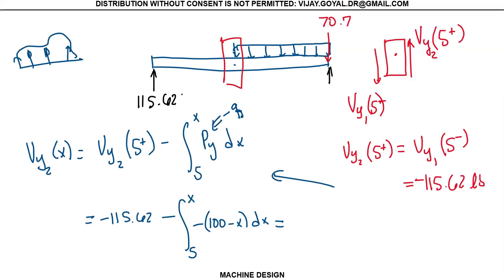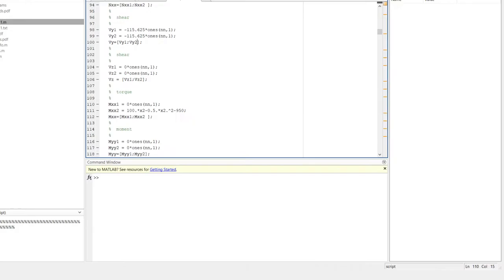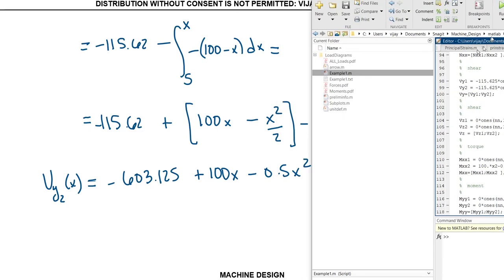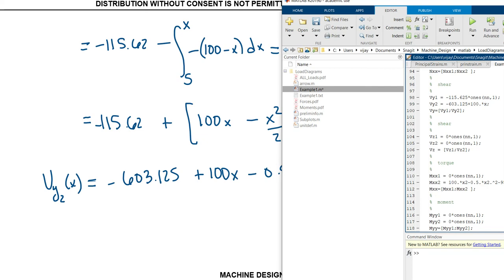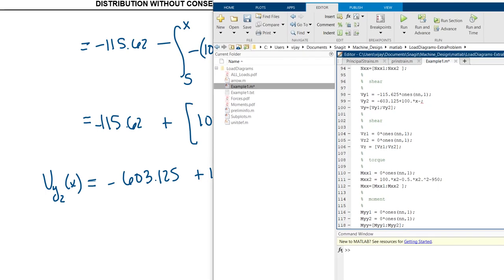And the second value that you found after you did the whole thing, it's right here, gives you 603,125 plus 100 dot multiply x. This dot is important in MATLAB because this is a vector. Okay, then this gives you minus 0.5 dot multiply x dot squared. And note that I'm working on the second segment, so I need to put x2. If you don't put x2, then it's going to give you an error.